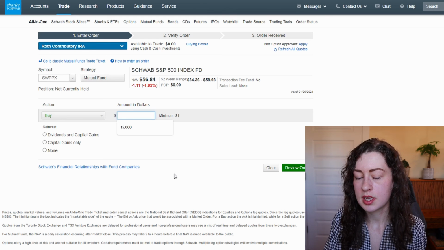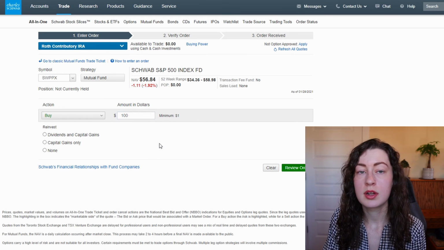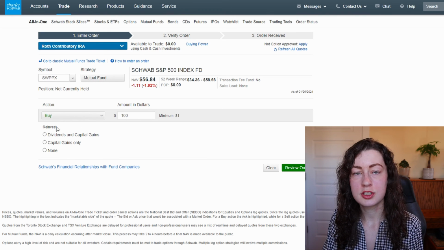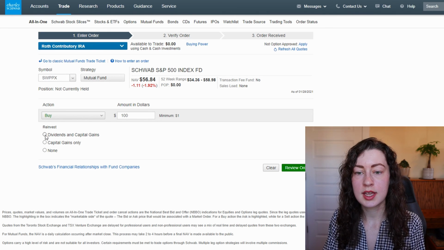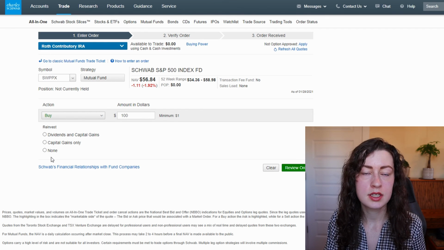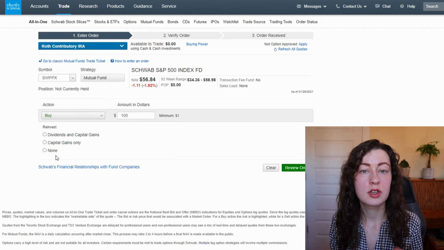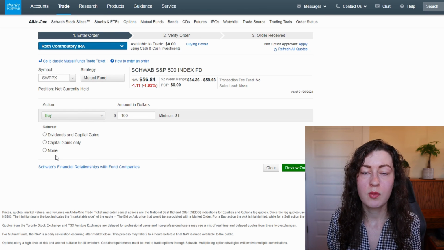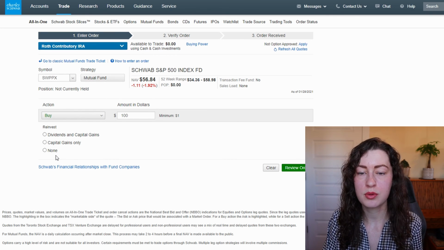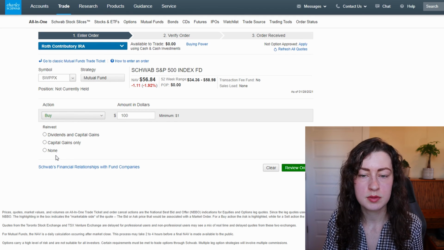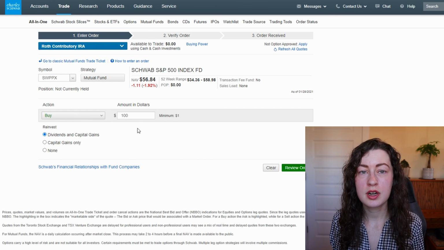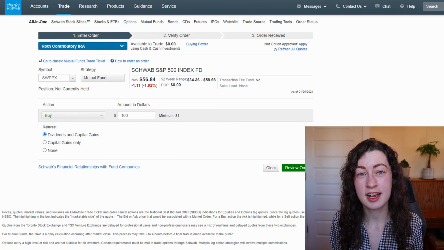So if we put in, for example, let's say $100, it'll invest $100 into this mutual fund. And then it'll just ask you whether you want to reinvest dividends and capital gains only, or none. Same philosophy as dividends with ETFs or stocks. It's a good way to reduce your capital gains while also taking advantage of compounding interest and compound growth. So I pretty much always will reinvest my dividends. So I just hit yes for this one. And then when you're ready, just review order, place the order, and wait for the transaction to go through once the stock market opens.